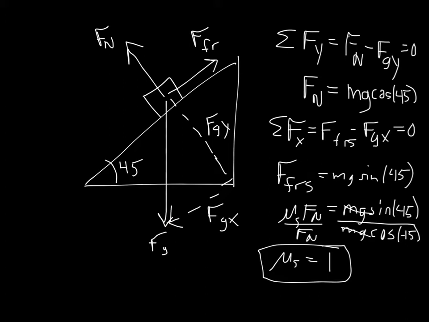You rotate your coordinate system so that your coordinates are along the incline. And then you have force of gravity. Since it's acting at an angle to your coordinate system, you break it up into FGX and FGY. You write the sum of forces in the y direction to find what the Fn force is. Write the sum of forces in the x direction. Find that the force of friction is equal to FGX. Divide both sides by Fn to find mu is mg sine 45 over mg cosine 45. Solve that out. You get mu is equal to 1.